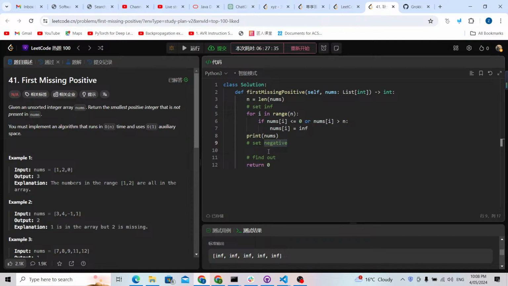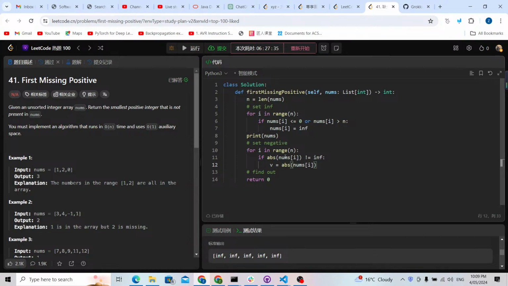Now we're going to follow the second step. We're going to set the negative. So we're still going to use a for loop. So for i in range n, we have to check nums[i]: if the absolute value of nums[i] is not equal to infinity, we're going to use v as this value. So v should be the absolute value. Yeah, this is why it is hard, because we have to use the absolute value to check. If we forget any of the absolute values, we're going to make mistakes. So absolute of nums[i].